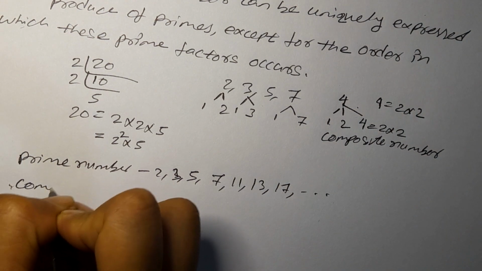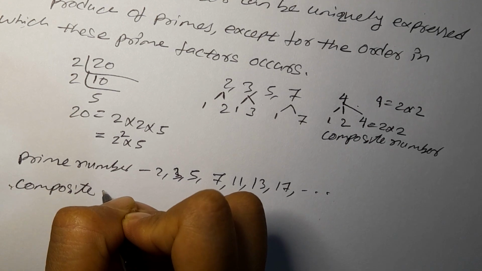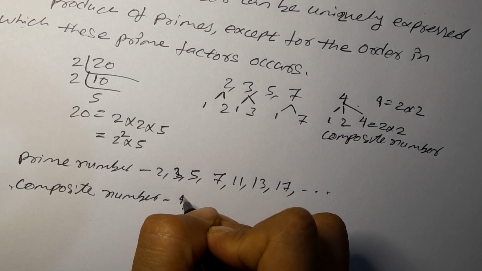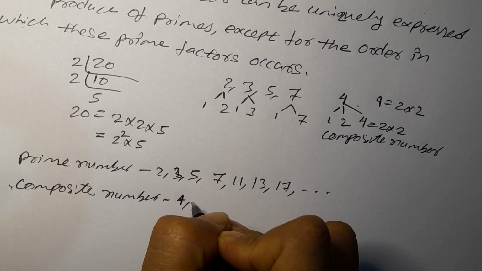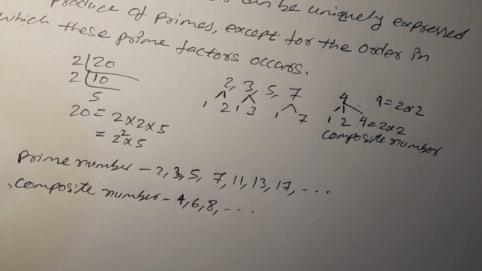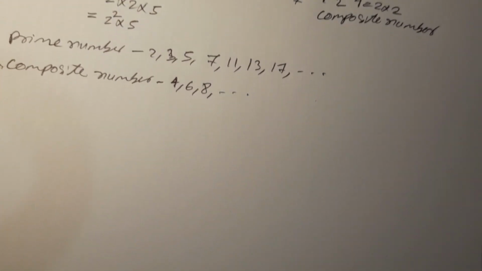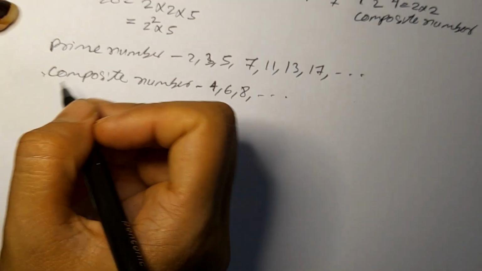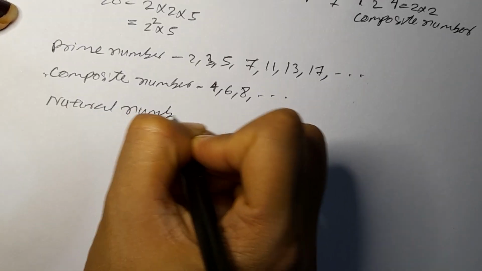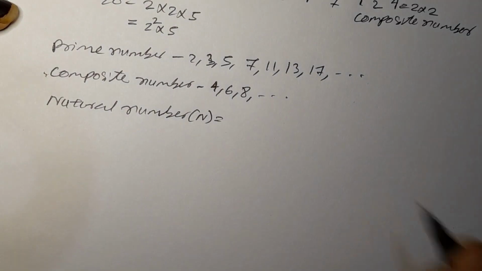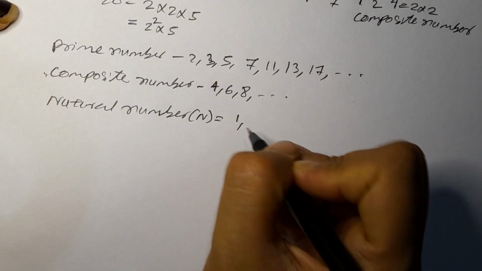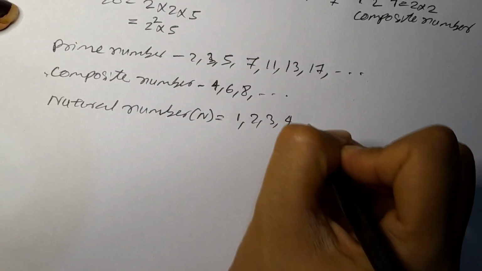Then composite numbers: 4, 6, 8. Then comes the natural number. What is a natural number? The number which is countable. Natural numbers are represented by capital N. The number with which we start counting is 1. We always start counting from a positive number, not a negative number. So 1, 2, 3, 4, it will go up to infinity.